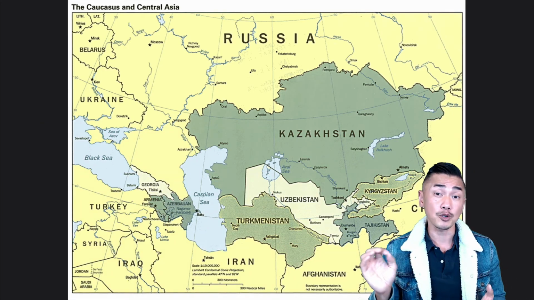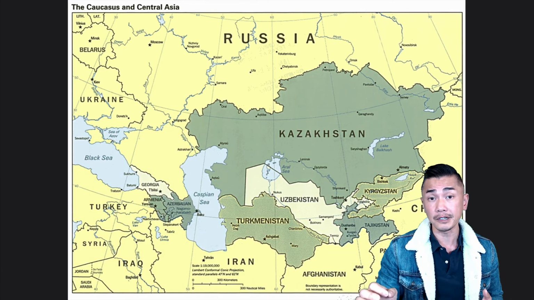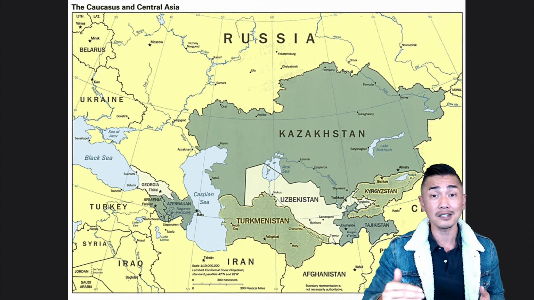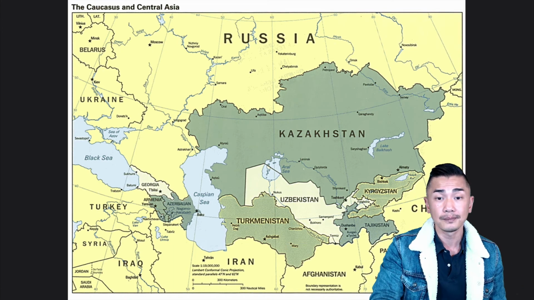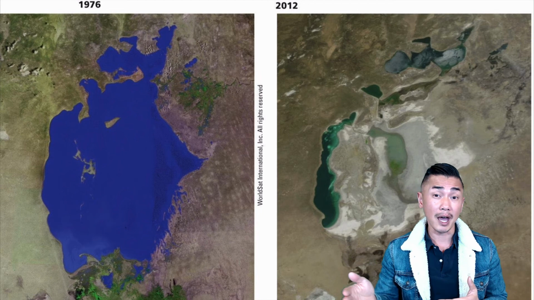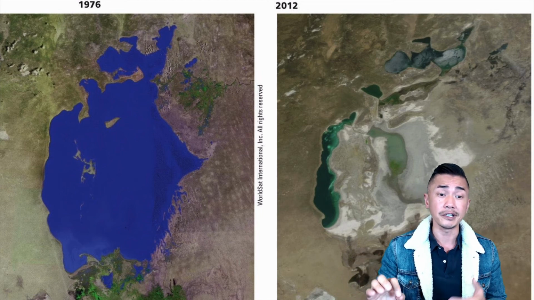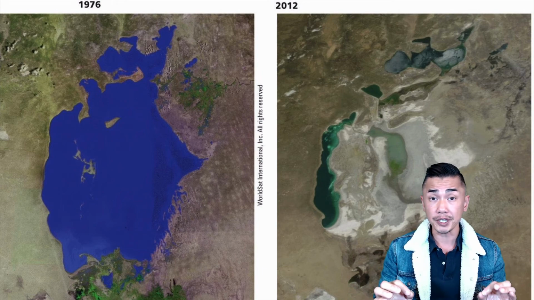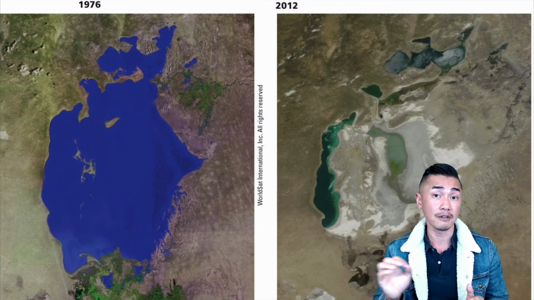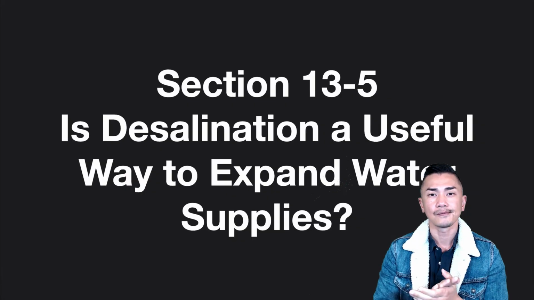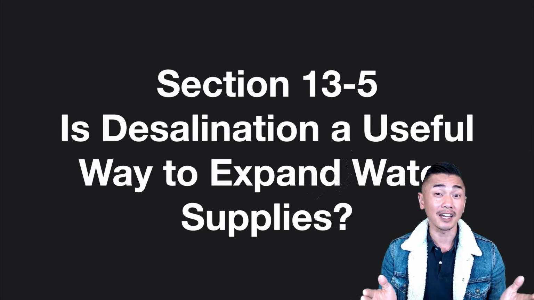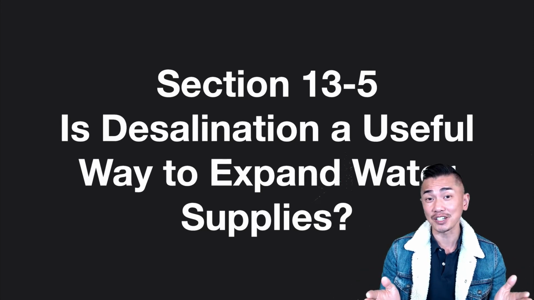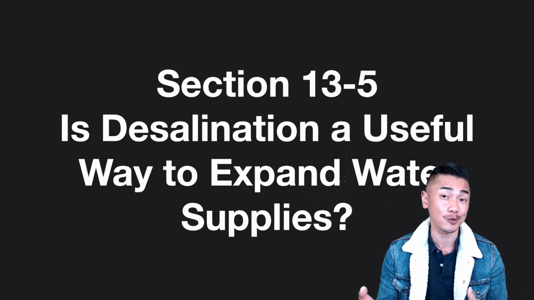This is a map showing the location of the Aral Sea and Uzbekistan and Kazakhstan that surround it. These are satellite images of the Aral Sea in 1976 and 2012, showing the shrinking of the sea and the recession of the shoreline. In section 13.5, we're going to talk about desalination and whether or not it's a useful way of expanding freshwater supplies.